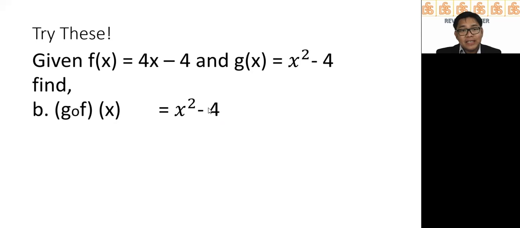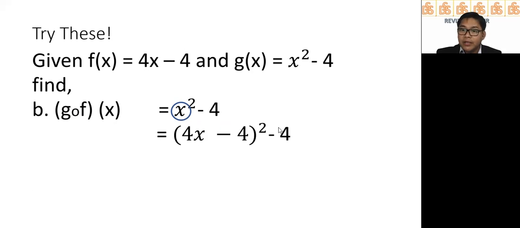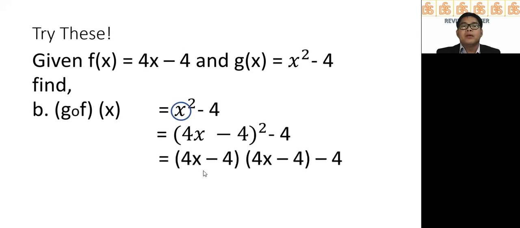Okay, let's have another example, letter B. G of f, in this case, the function of g is written first. Then we write the function of g, which is x squared minus 4. And then similarly, we replace x by the value of f, which is 4x minus 4. In that case, you will have 4x minus 4 squared minus 4. And we know this is equivalent to 4x minus 4 times 4x minus 4.